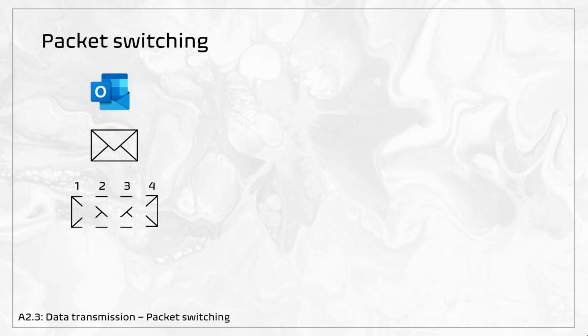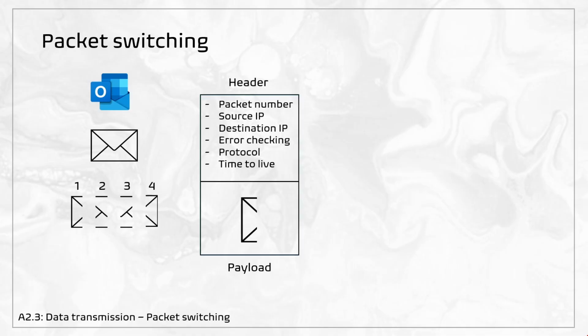Here's how it works. You start with the application layer. Here you want to send an email to a friend, so you write the message and it's ready to be sent. Now in the transport layer, data is broken into packets. Each packet is made up of a header and a payload. The header contains control information, such as packet number, source IP, destination IP, error checking codes, the protocol it's sent through, meaning TCP or UDP, and the time to live, which defines how long a packet can go unreceived without self-terminating. The payload then contains the actual information to be sent.